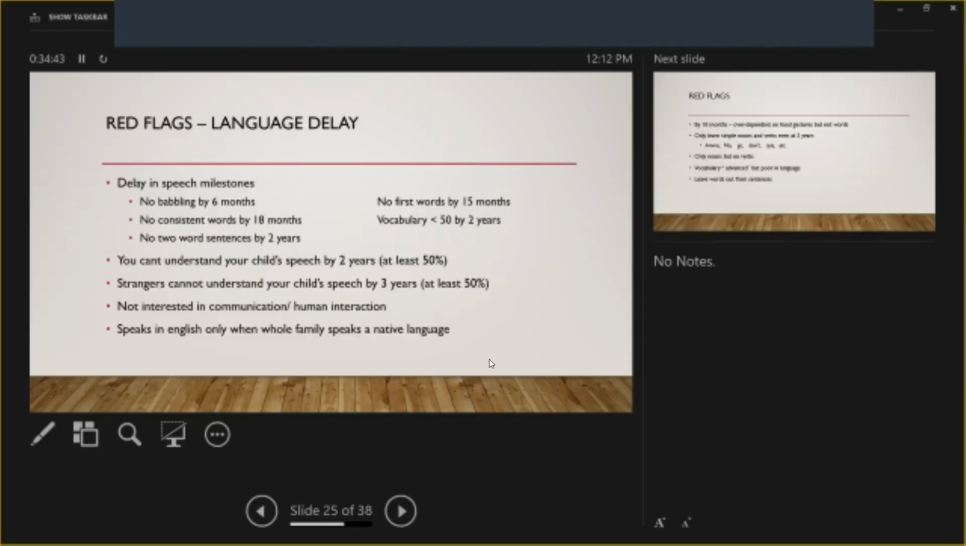Speaking in English when all the other family members are speaking in the local language. Do you think mothers are worried or proud? Yeah, some mothers are very proud.